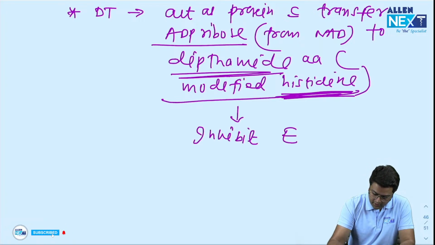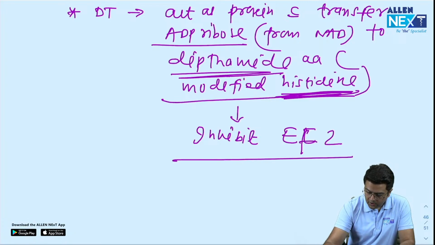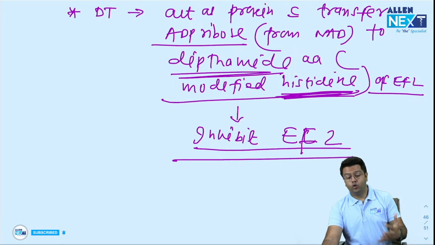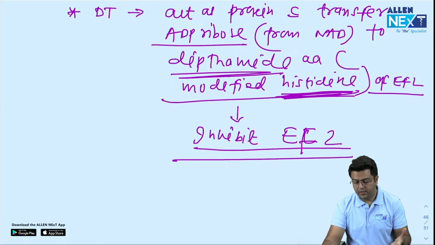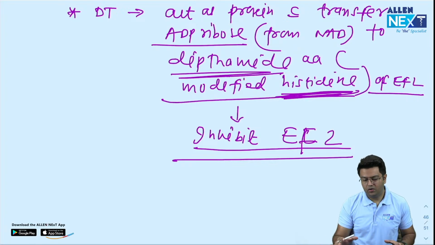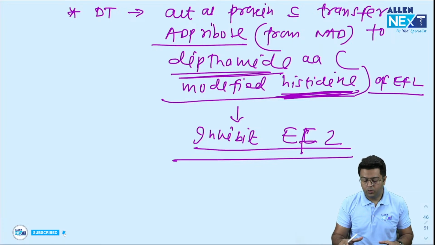So it inhibits elongation factor number 2, by acting on the diphthamide of elongation factor number 2. Clear? Which inhibits the translocation process. What is the job? Translocation process. Right guys? So this is diphtheria toxin. Many times it has been asked previously also. So now you should know these points also.